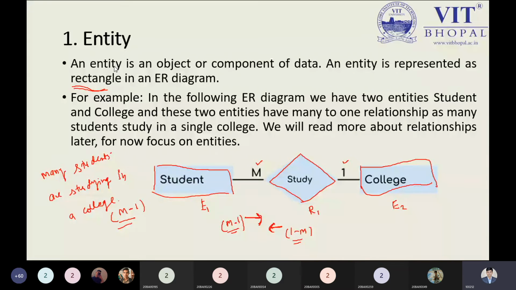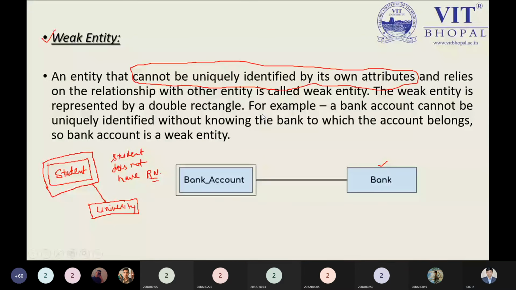Now, what is a weak entity? Let us discuss the weak entity one more time. Now, bank account I depicted by a double ellipse. This is a double rectangle, not a double ellipse. The double rectangle symbol is used to represent the weak entity. So in a bank, I have my bank account, no issue.